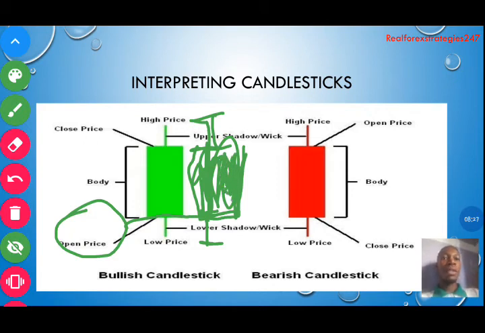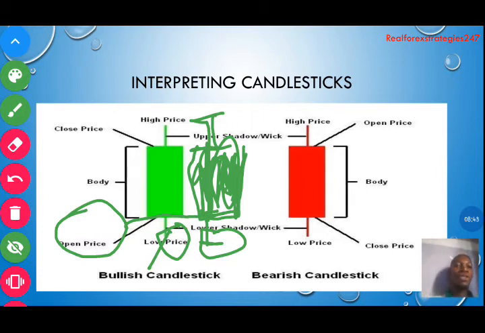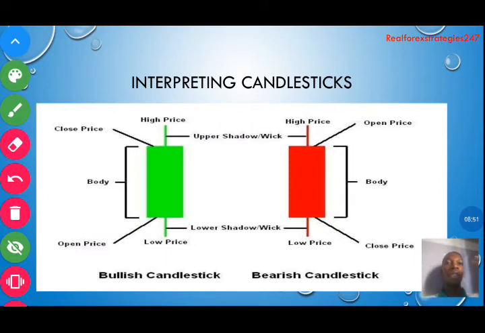So when it got to this lower price here, that lower price, we call it wicks. It's like a candlestick and the thread on it. When you see a thread on the candlestick, you call it wick, and you just light the fire on it. But this one you don't light any fire. We just call it wicks so that people will understand what it actually means. So that is for a bullish candlestick.